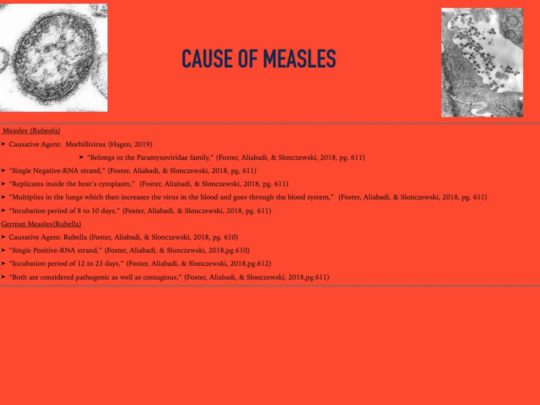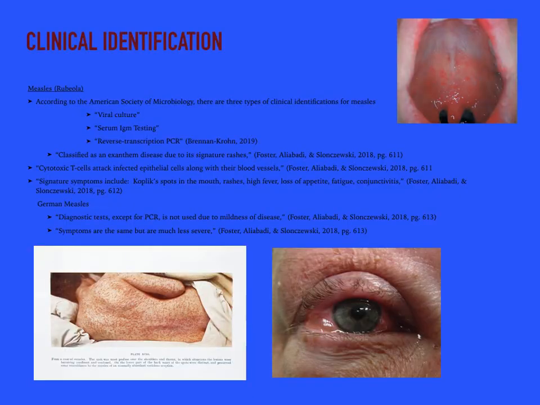Okay, the cause of measles. There are two variants of the measles disease. The most common one is rubella, which is caused by a single negative RNA strand, and it replicates inside the host cytoplasm. The incubation period is 8 to 10 days. However, German measles, which is a milder form of the disease, is caused by a single positive RNA strand, and its incubation period is 12 to 23 days. However, be aware that both are considered pathogenic, which means they cause disease, and they are very contagious, which means it is very easy to catch unless precautions are taken.